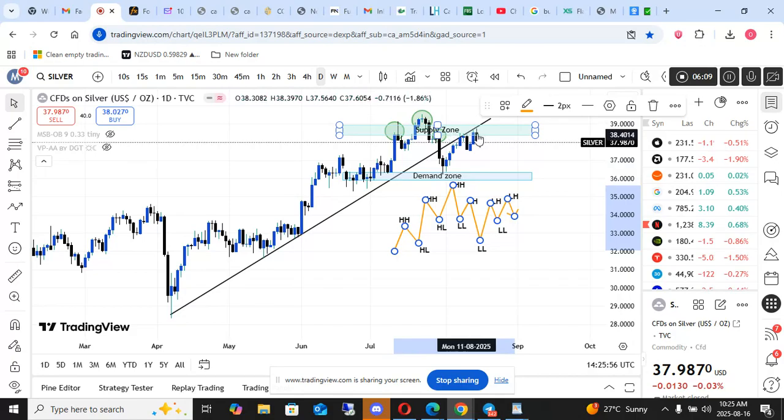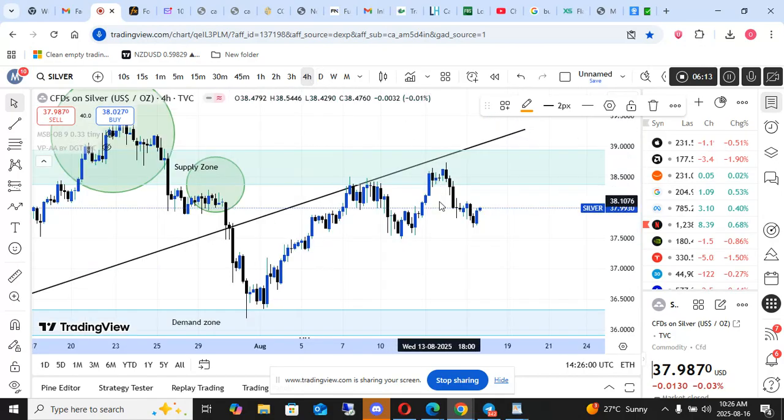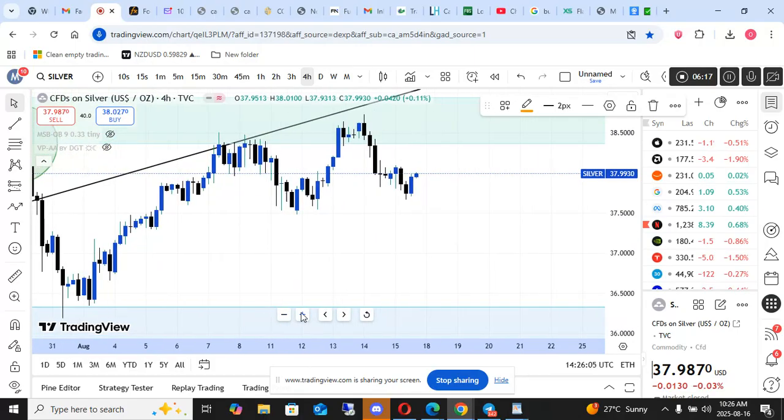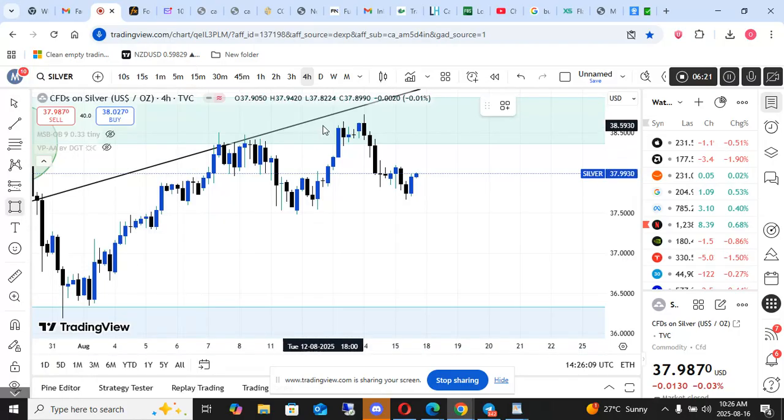So this double top here. When you come to the 4 hours, you're gonna see clearly what I'm talking about. This is on Friday. You're gonna see the double top here.